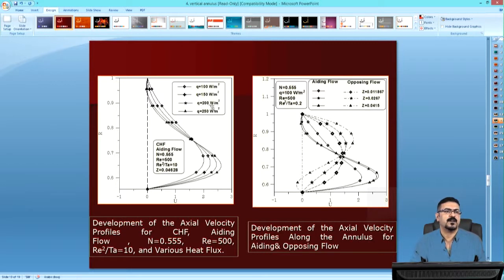This figure shows the effect of heat flux on the development of the axial velocity profiles. As shown in this figure, as heat flux increases, the velocity profile is higher than that at the lower heat flux value. This figure shows comparison between aiding flow and opposing flow for the development of the axial velocity profiles along the annulus for aiding and opposing flow.